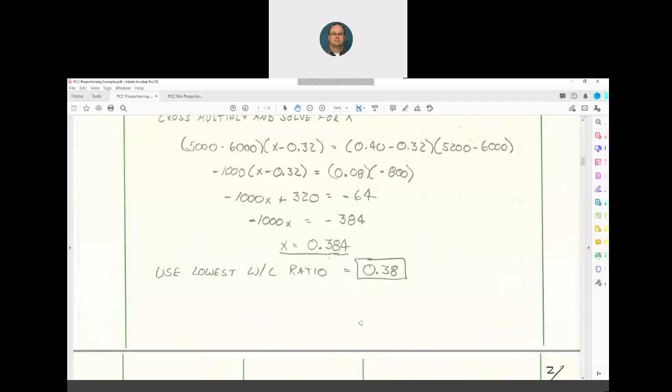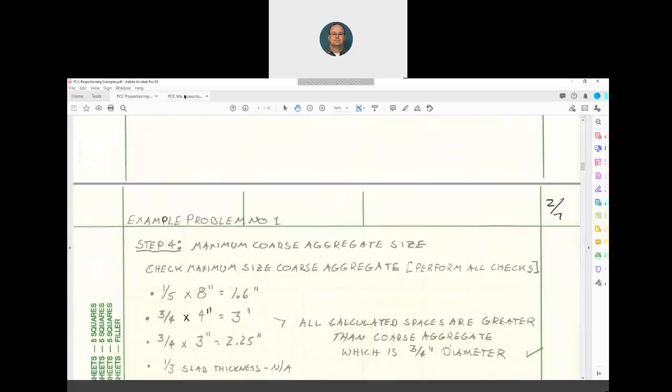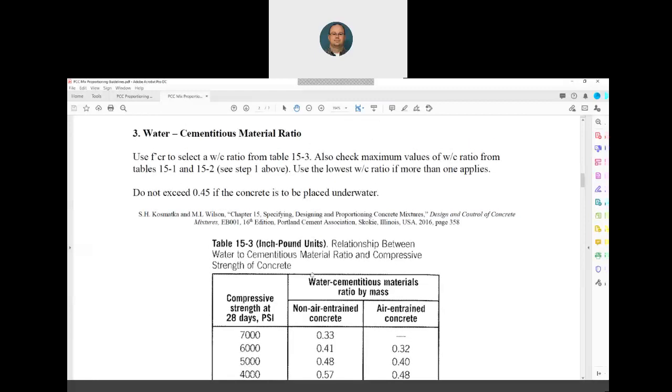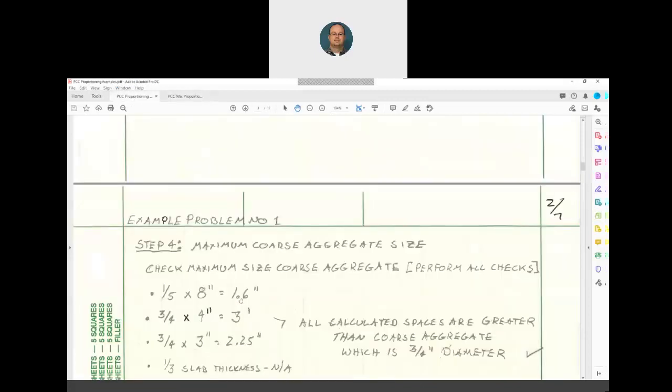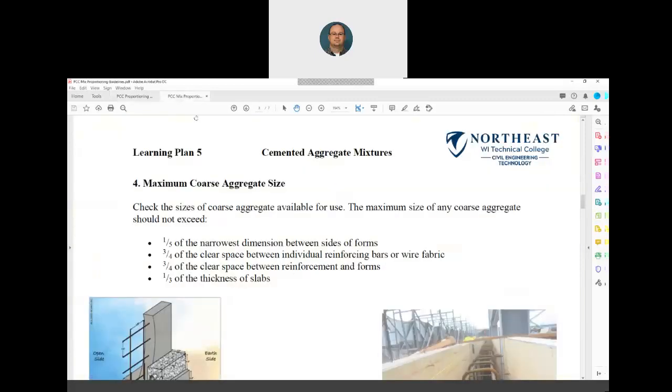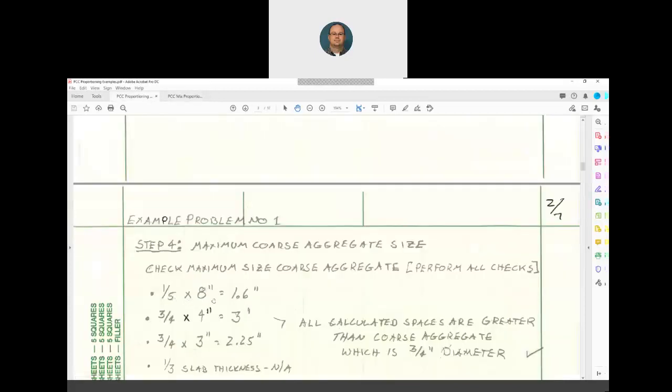Okay. Step 4, maximum coarse aggregate size. Checks the maximum size coarse aggregate. Perform all checks. Basically, 1/5 of the narrowest dimension between the sides of the forms. I told you the distance between the forms, that's a foundation wall, is 8 inches. So if I take 1/5 times 8 inches equals 1.6 inches. That's the maximum size coarse aggregate.